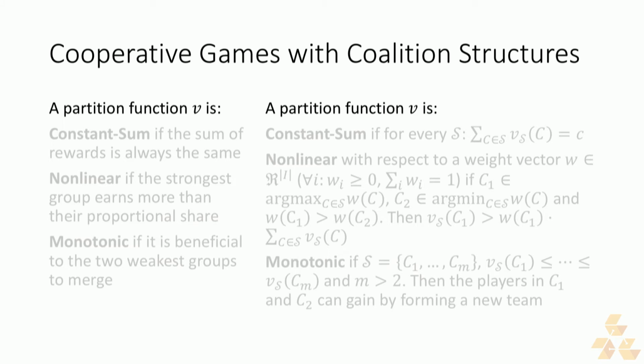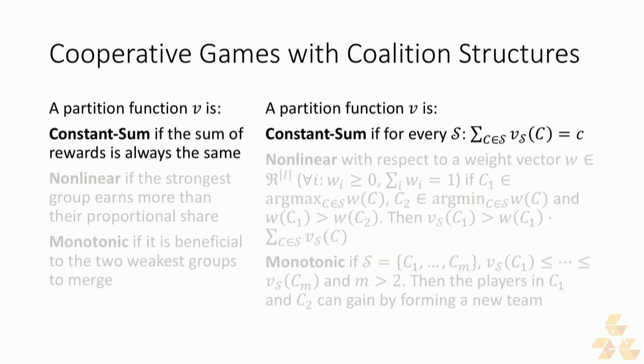Here to the left, I have the simple word definition, and to the right, I have the more formal definition. I will just go with the simple word definition, so it will be easier. We say that a partition function V is constant sum if for every coalition structure, the sum of the rewards of all the coalitions is always going to be the same. In simple words, think that we have a fixed size cake, and we can't have any other part to the cake; the size of the cake is always fixed.